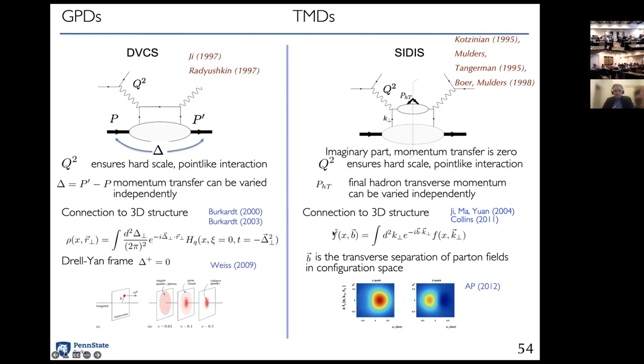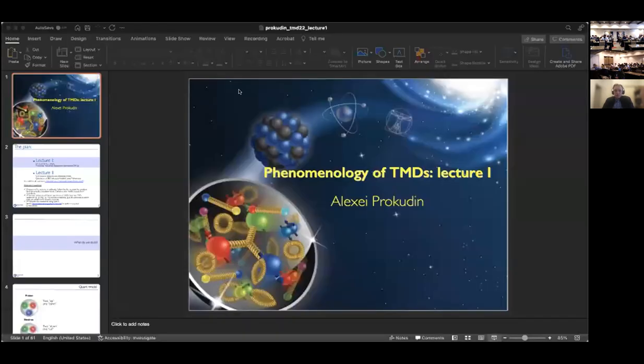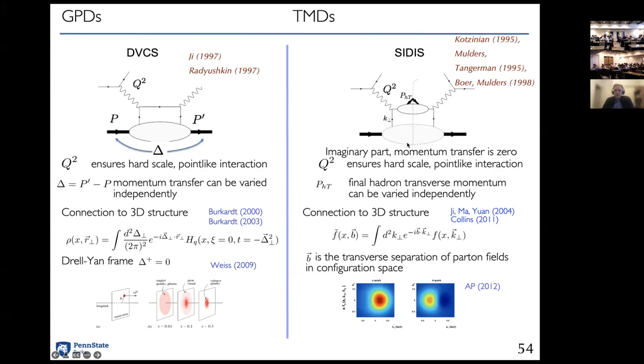Now, of course, what we all love: TMDs. So how can we study TMDs? Quite similarly, but in a different process. In particular, semi-inclusive deep-inelastic scattering, which was proposed many years ago in terms of TMDs by Ralston and Soper, and by Mulders and Tangerman in 95, and by Boer and Mulders in 98. So now the process here is different from that. Now we have the process in which the nucleon is actually decomposed into all possible final states, if you like. And we will keep track of the produced hadrons in the final state. We will measure one of them in the final state.